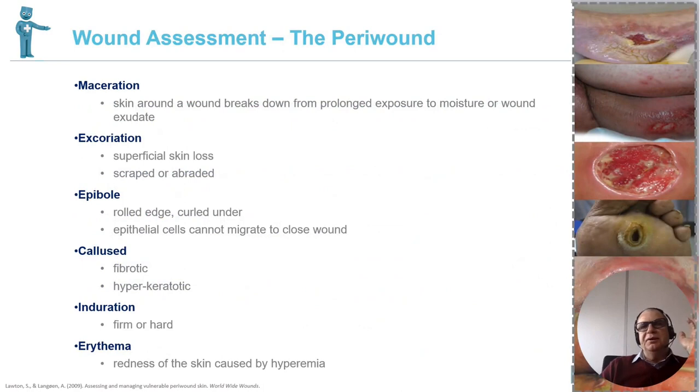Looking at the peri-wound skin, there are certain things that we need to look at. So we went from the environment of the patient, the surrounding assessment, and we're closing in on the wound now. So before we go inside the wound, we look around the wound. Is there maceration? Is the skin exposed to further damage because of fluid or excoriation?